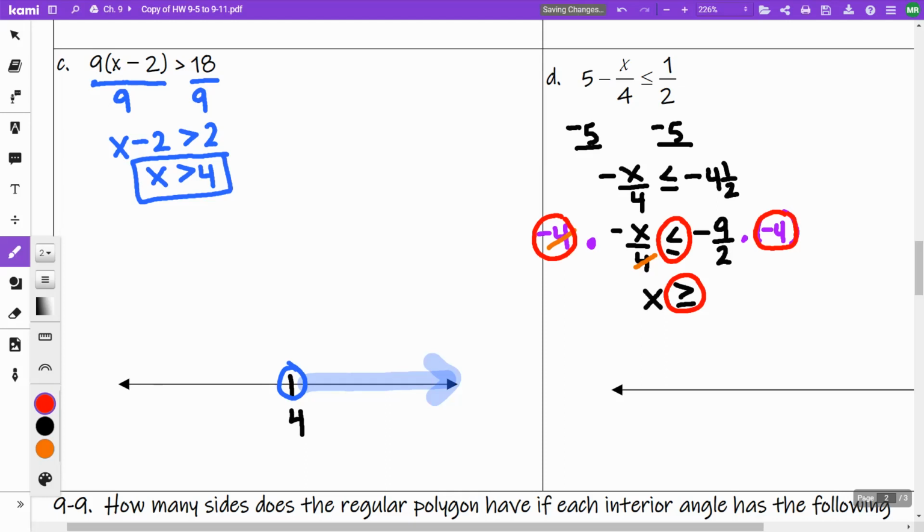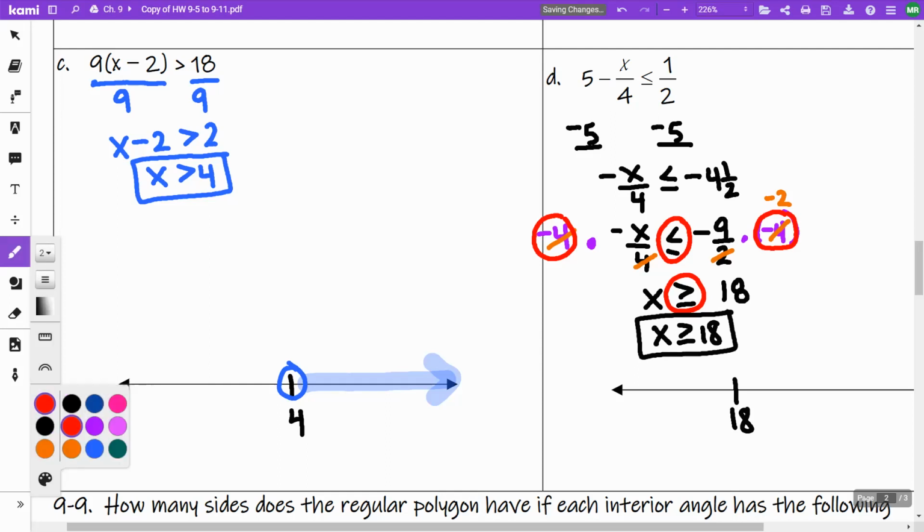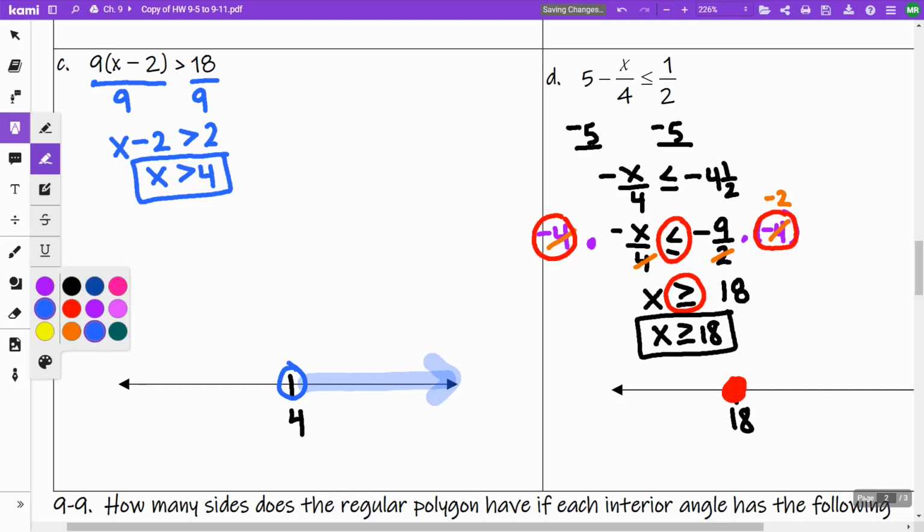Okay. And then on the other side, this 2 goes into negative 4 negative 2 times. So I'm going to get a negative 9 times a negative 2, which is going to be a positive 18. So that's going to be my answer. X is greater than or equal to positive 18. I'm going to put 18 on my number line. I am going to have a solid circle, and I'm going to shade to the right. And that's our answer.